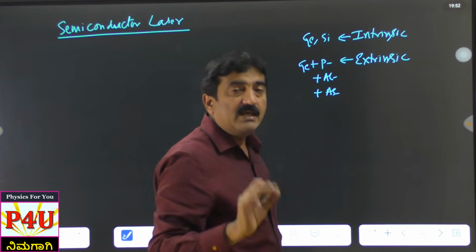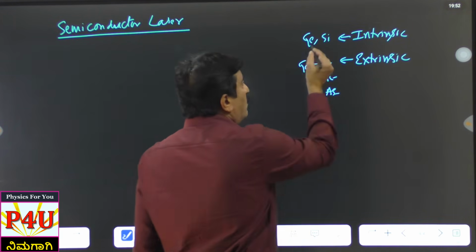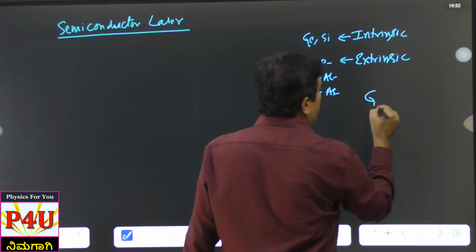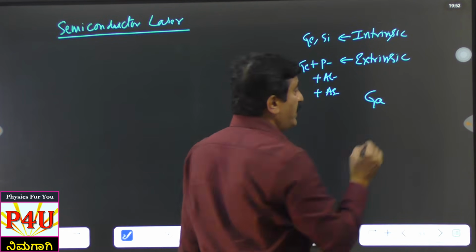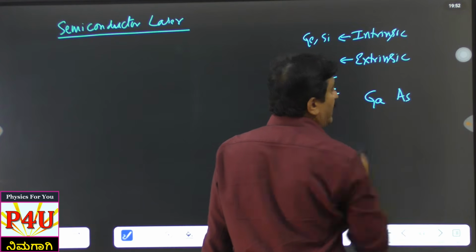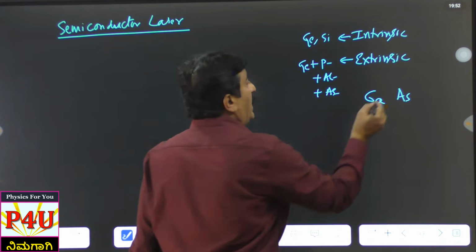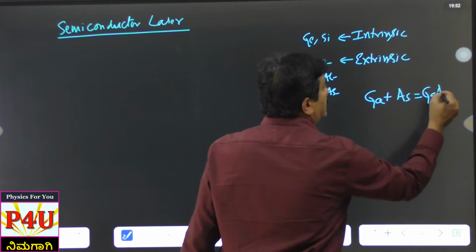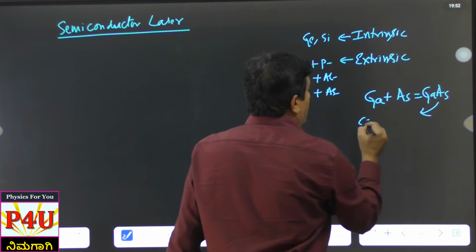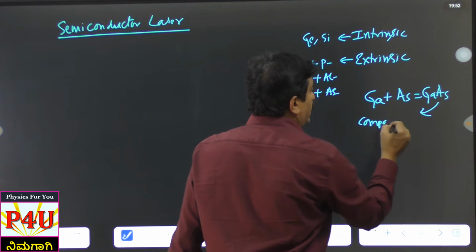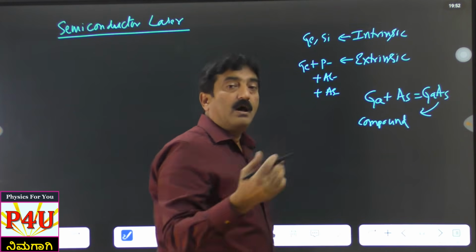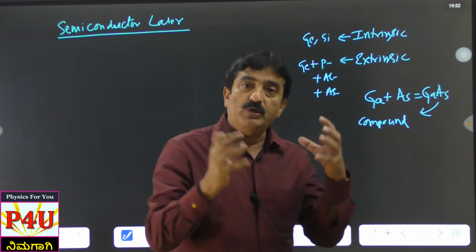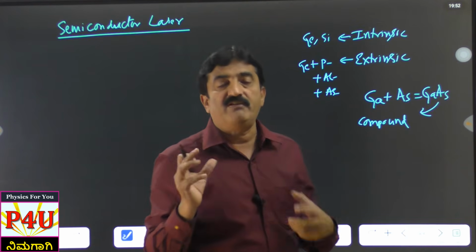But sometimes what we do, we don't consider germanium and silicon, we consider gallium. Actually, it is a trivalent impurity. We consider arsenic, it is a pentavalent impurity, and we combine them together. That gives you gallium arsenide. This is known as compound semiconductor. It is neither pure nor impure. It is a combination of two impurities. The two in the equal ratio, 50-50 we take.